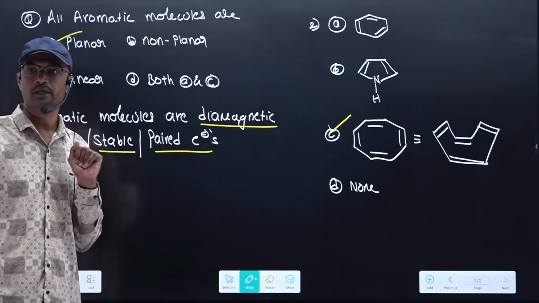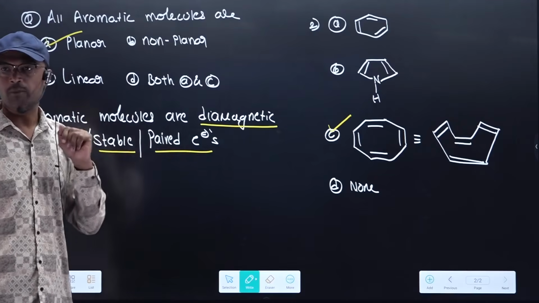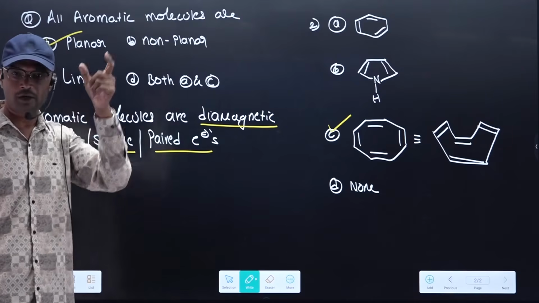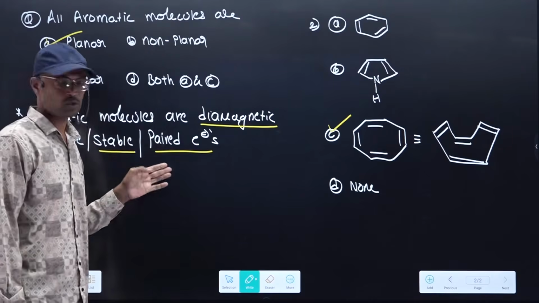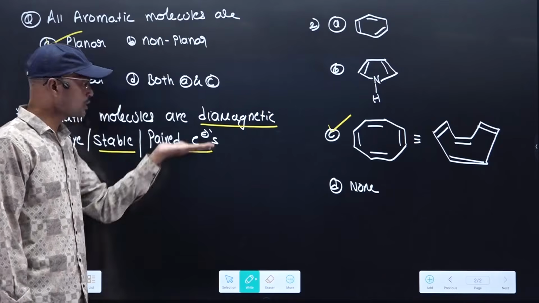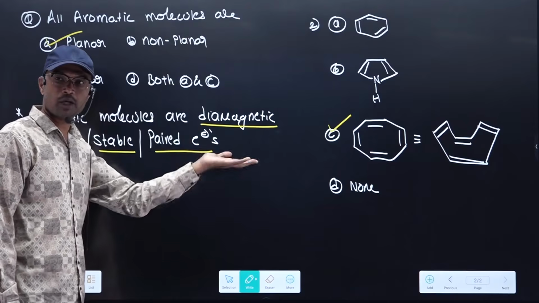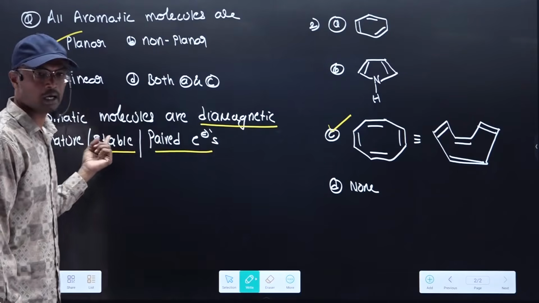Benzene, how many electrons are there? How many are delocalizing? 6. If you apply the 4n plus 2 rule, you will get 6 electrons, 10 electrons, 14, 18 like that. See, all are even numbers or not? Simple strategy. So while you are filling electrons in their corresponding molecular orbital energy levels, they never carry even one unpaired electron for diamagnetic molecules, especially aromatic.